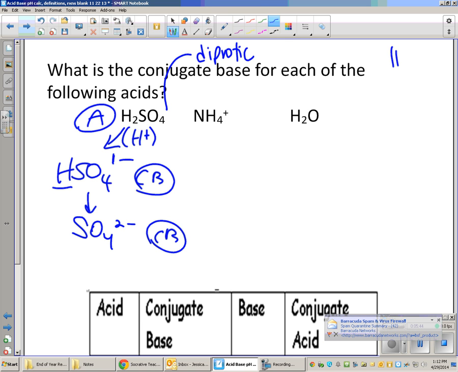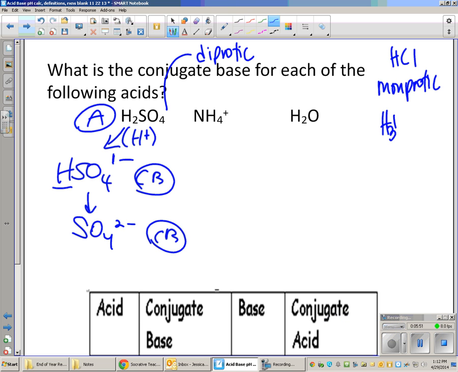What's HCl? Monoprotic acid. Give me a triprotic acid. PO4, perfect. Good job, guys. Phosphoric acid is a triprotic acid. It's got 3 hydrogens in it.